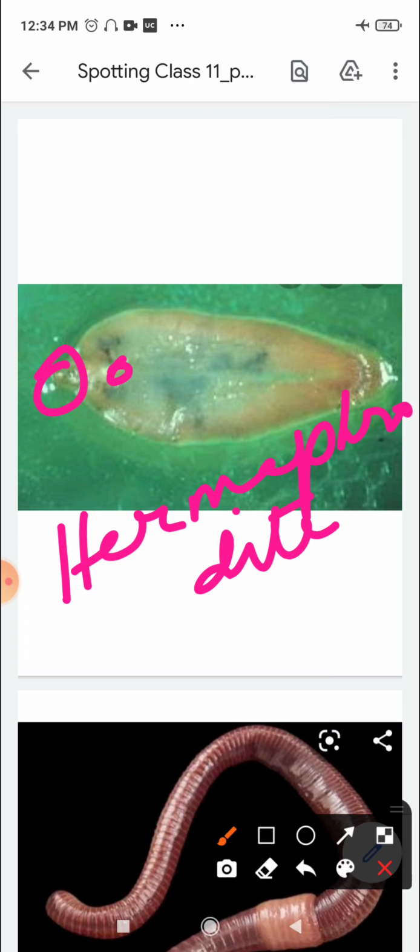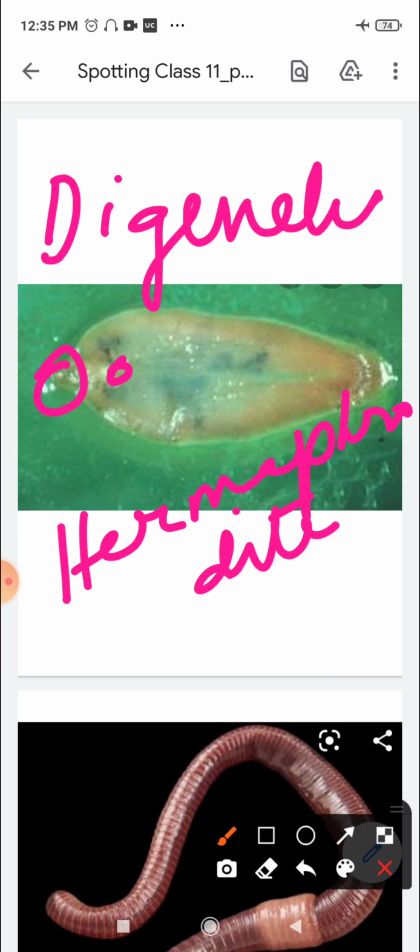It has a complicated double host digenetic life cycle, right? So what kind of a life cycle does it have? Di means two, genetic life, double host, digenetic life cycle. The secondary host is a snail. So it completes its life cycle in two organisms. That is why it is said to have a double host or digenetic life cycle.